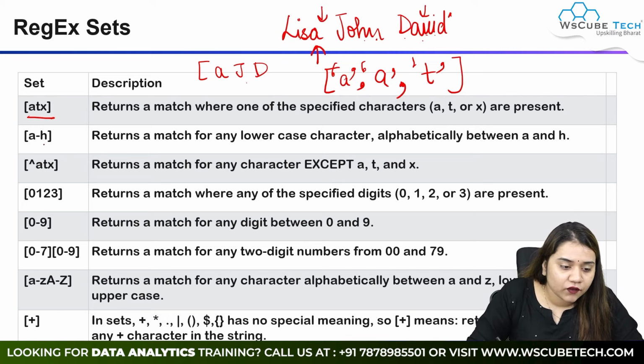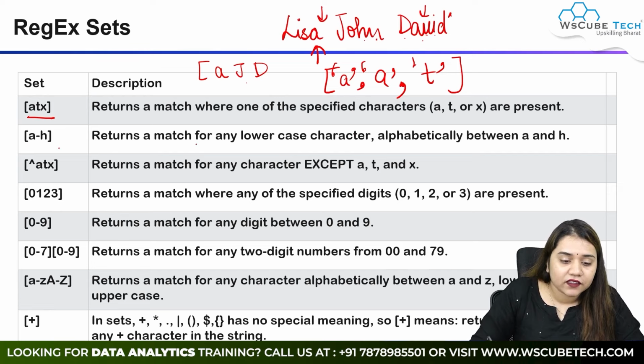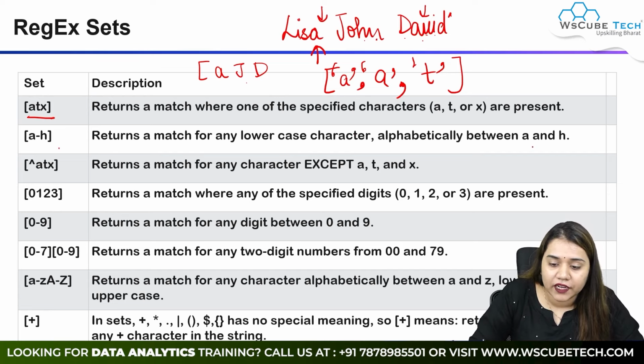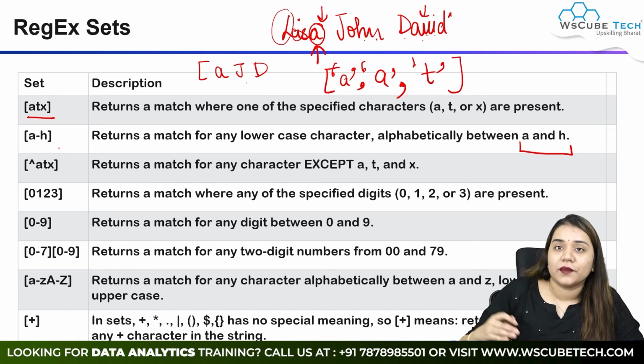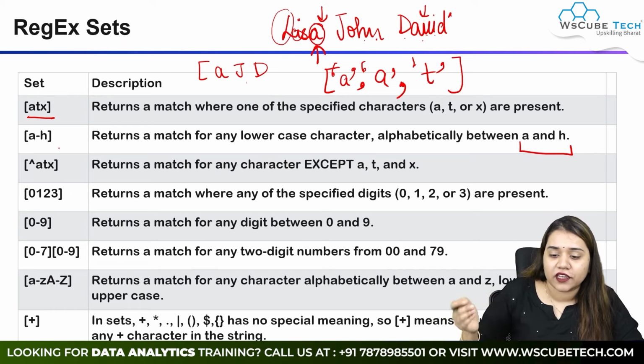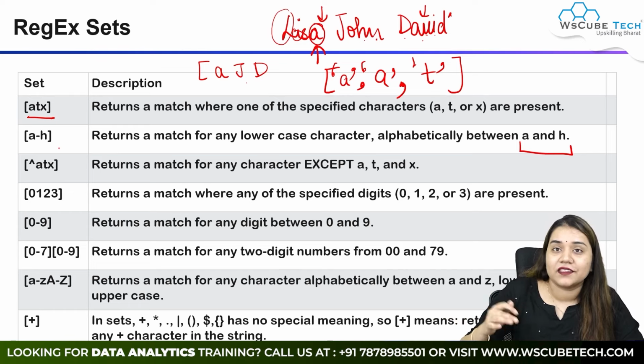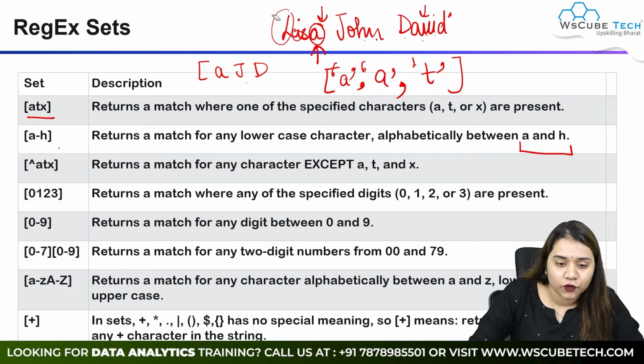Moving ahead, the next thing we have is [a-h], in lowercase. In lowercase, it returns the values that match the lowercase letters between a and h. Whatever values we have that come between a and h, such as a, b, c, d, e, f, g, h, will match. So l won't come over here.